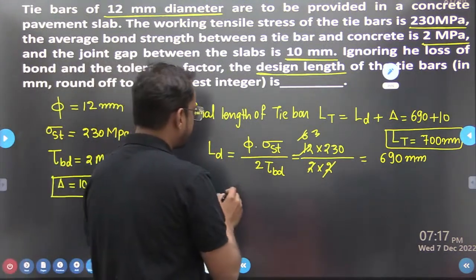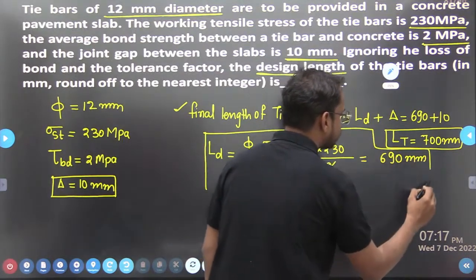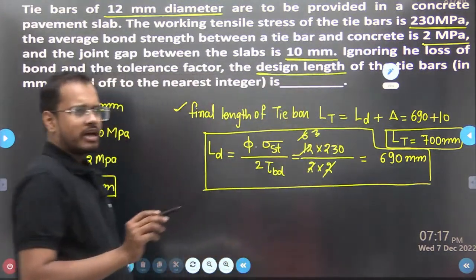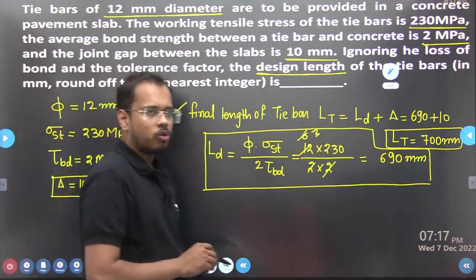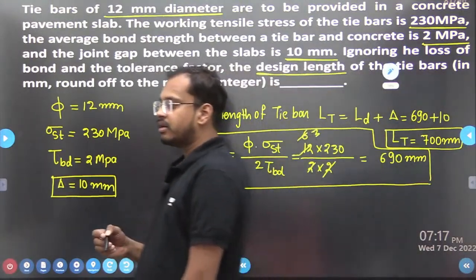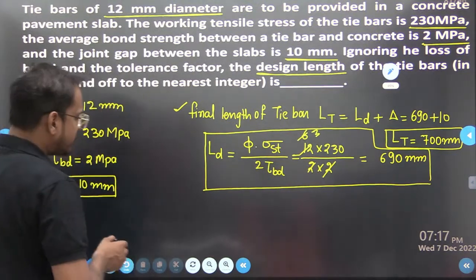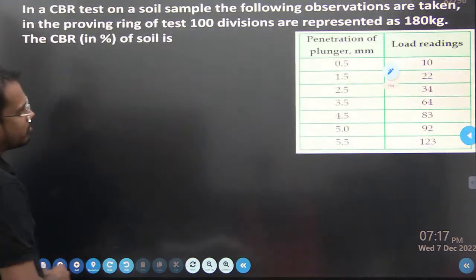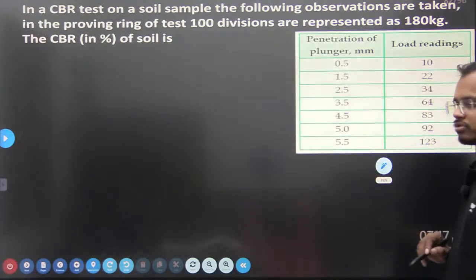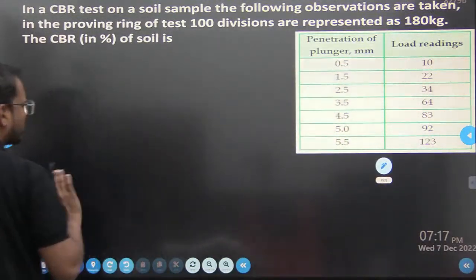Please remember this point. If you are interested to calculate development length, then you should never directly use phi into sigma st divided by 4 tau bd. In case of highway engineering, the formula will come out as 2 tau bd. Am I right? In the live class, I already discussed this in detail with derivational proof. Clear to all? So I will discuss a next important problem, which was already asked in GATE 2022 or 2021.